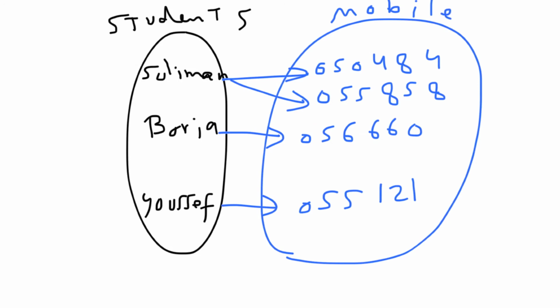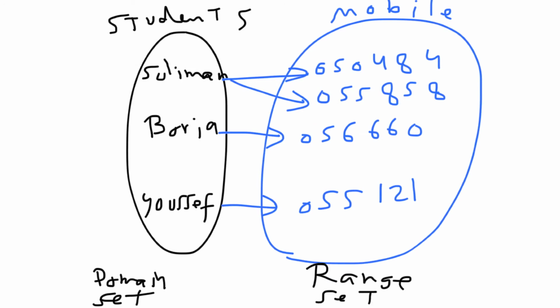As you can see, I have also still a relation between 2 sets. Again, the first set is called the domain set, and this is the range set. And the relation between them is that Sulaiman has 2 mobile numbers, Borja has 1, and Yusuf has 1.